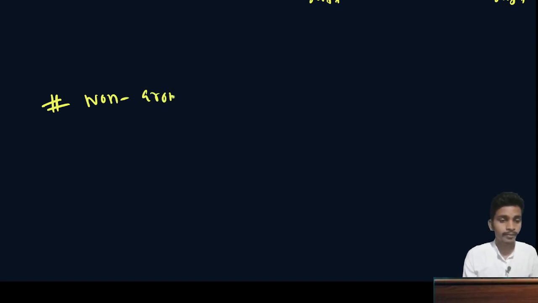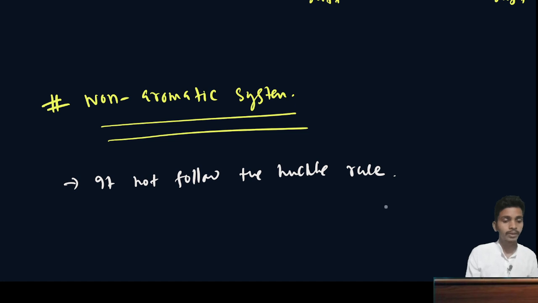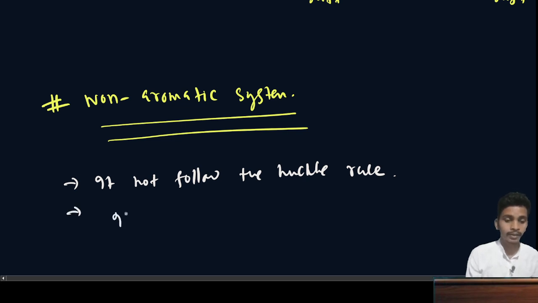Now next we'll discuss non-aromatic systems. For non-aromatic systems, they do not follow the Huckel rule. And not following the Huckel rule means that it is not planar.